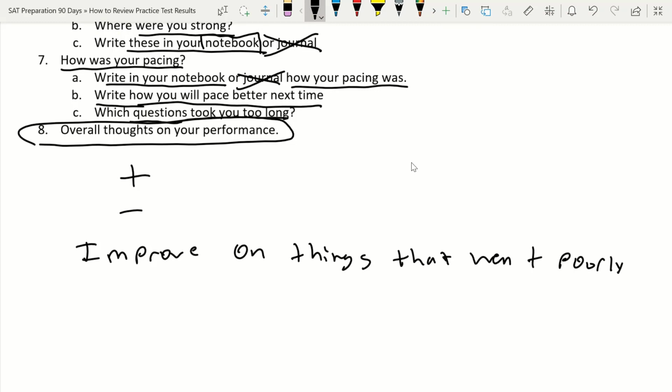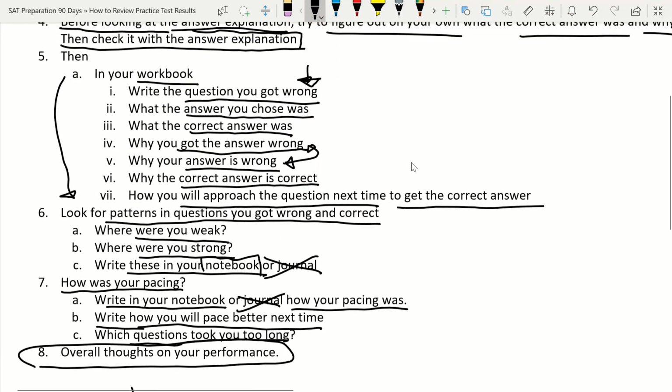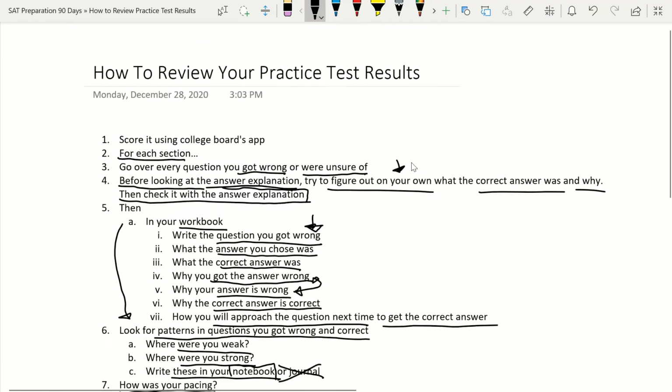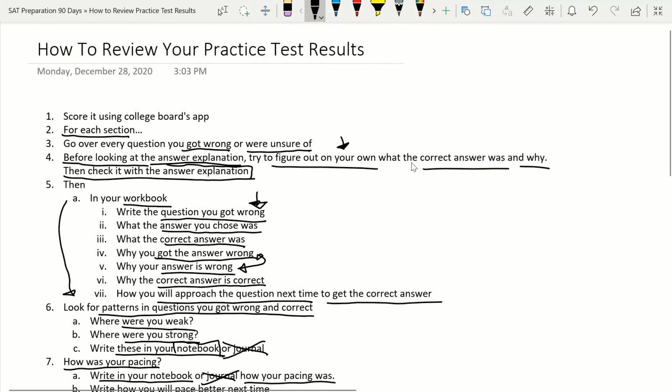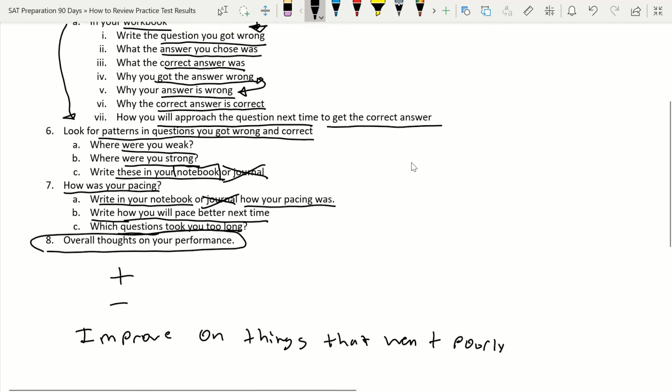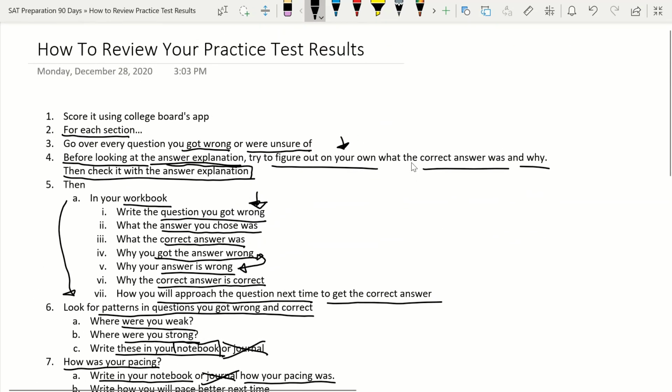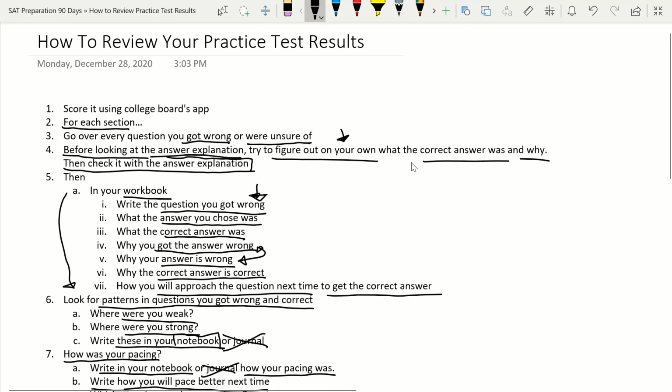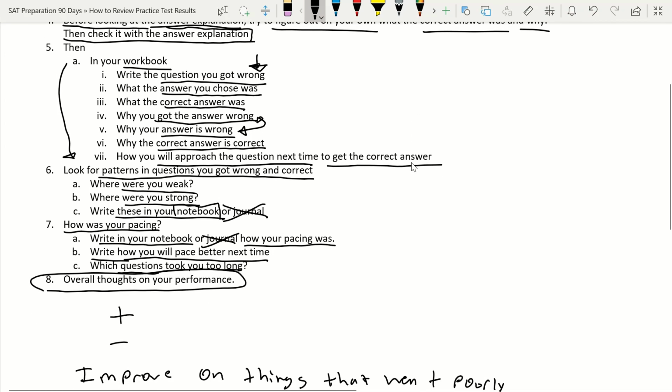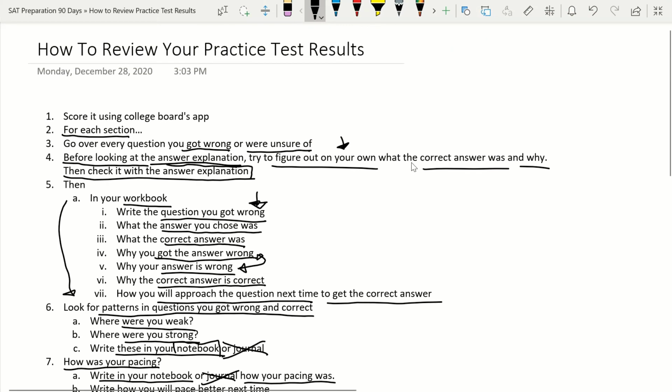So that's basically how you're going to break down your practice test to get the most out of it. Okay, that's how I broke down my practice test, and believe me, I took a lot of practice tests. I've taken lots and lots of practice tests before I scored 1590 on the SAT. But in this case, this is going to be the best way that you're going to break down your practice test to get the best results out of it.